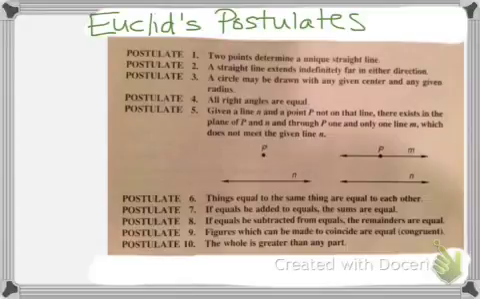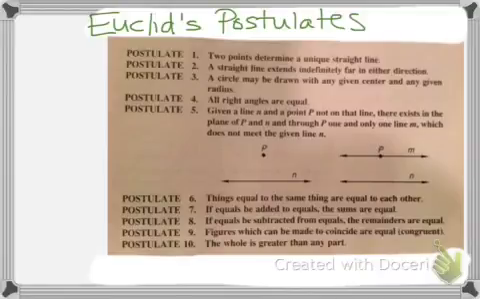Postulate 5, given a line N and a point P not on that line, there exists in the plane of P and N and through P one and only one line M which does not meet the given line. So in other words, there's only one parallel line that can go through P that is parallel to N.